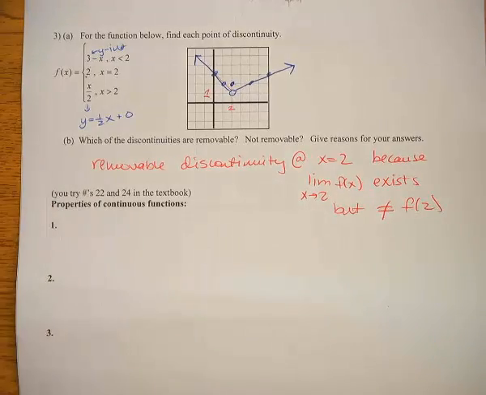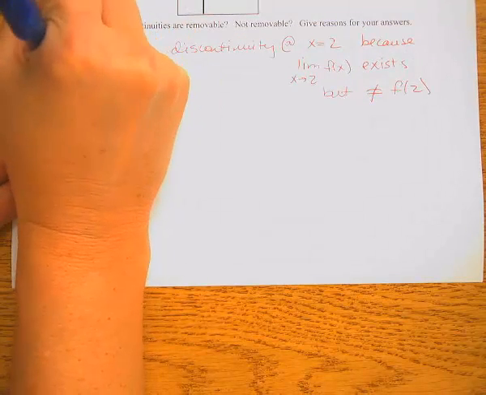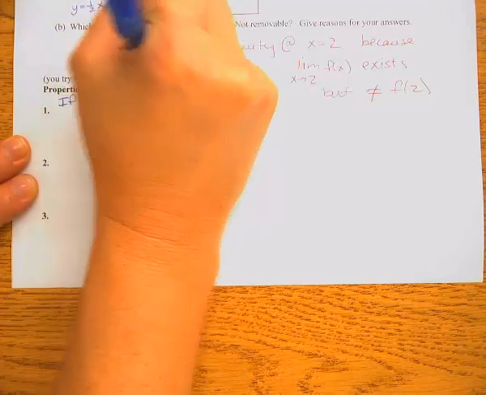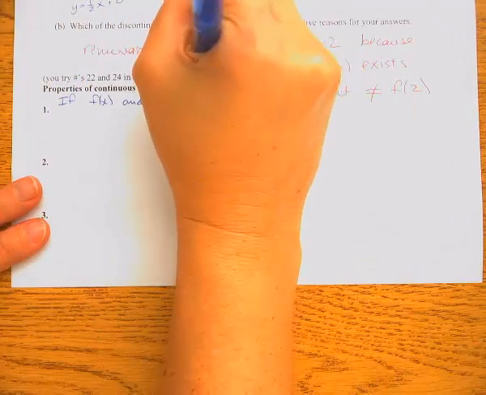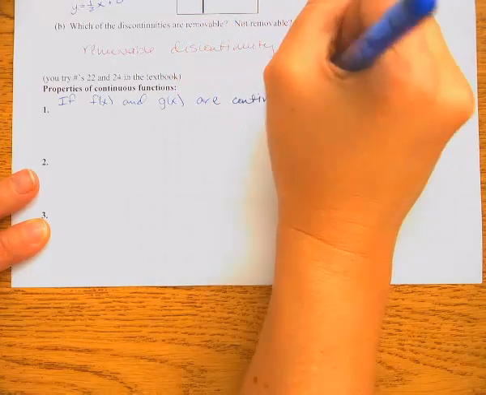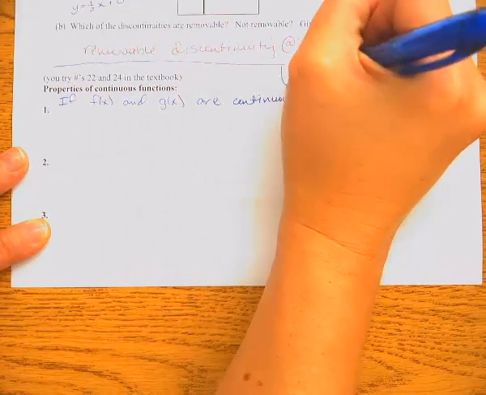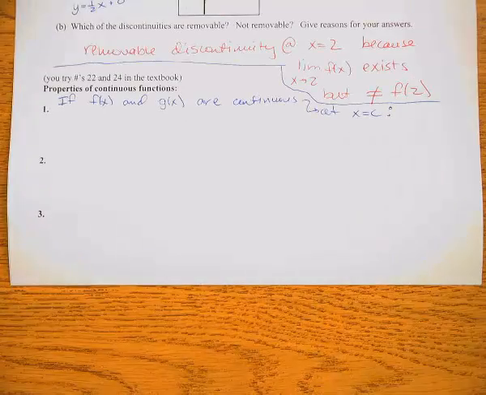Moving on to properties of continuous functions. These properties are going to show you some of the reasons why we love continuous functions so much and why we're always looking for the continuous parts of a function, because they're the easiest to work with. And you'll see why with all these properties. So if f of x and g of x are both continuous at a point x equals c, then the following is true.